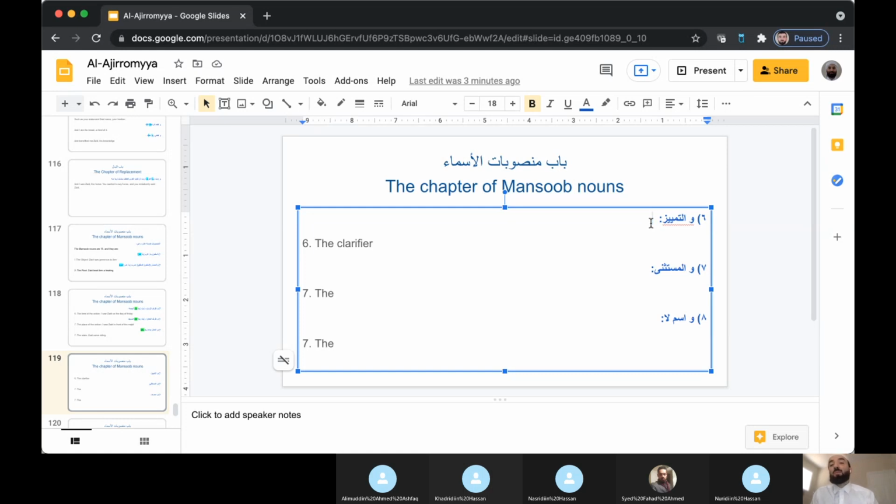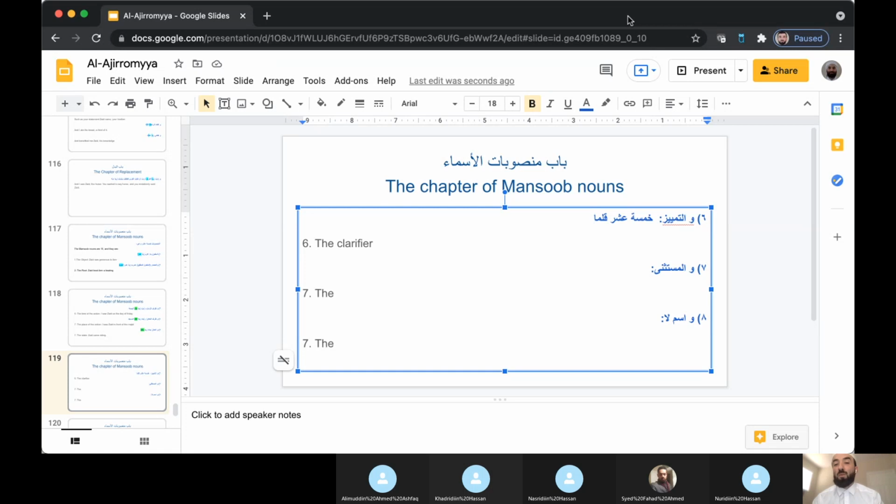But from 13 to 19, whenever you're counting something, or when you say 21, 22, 23, the thing that's being clarified will always be mansub, even though from 3 to 10 that's not the case, right? For example, if I said خمسة عشر قلم, 15 pens. So here I'm saying 15 pens, and qalam here is mansub.